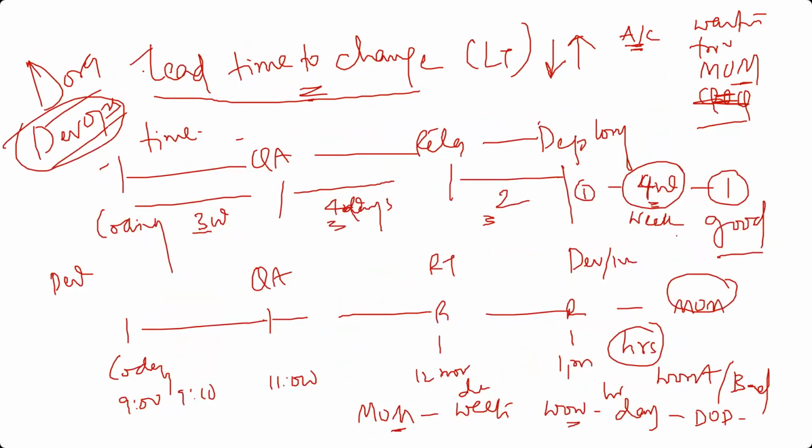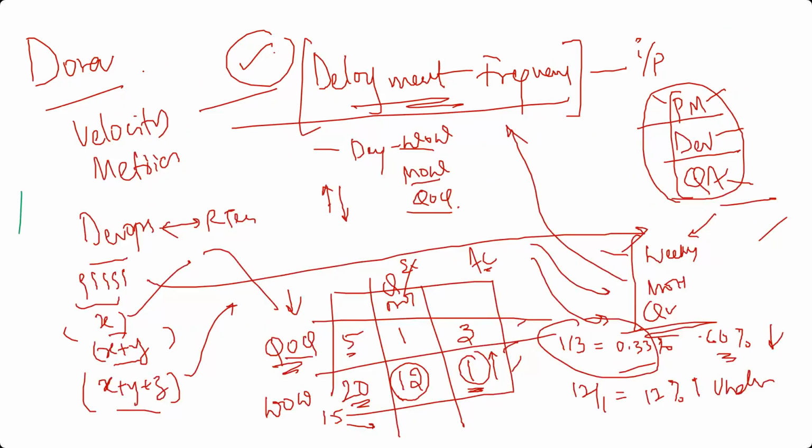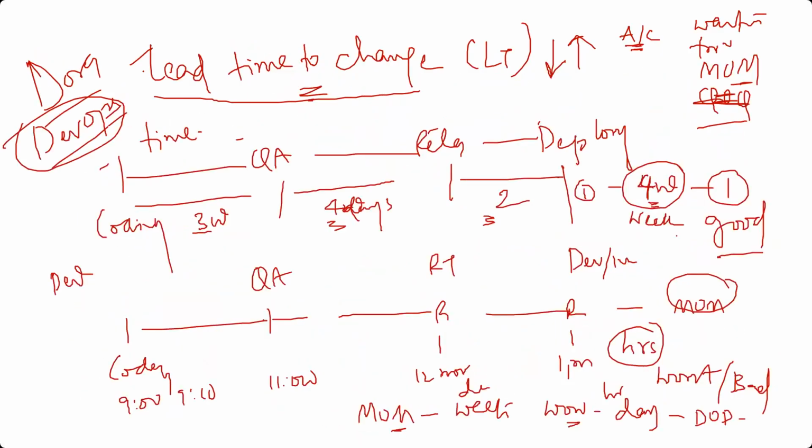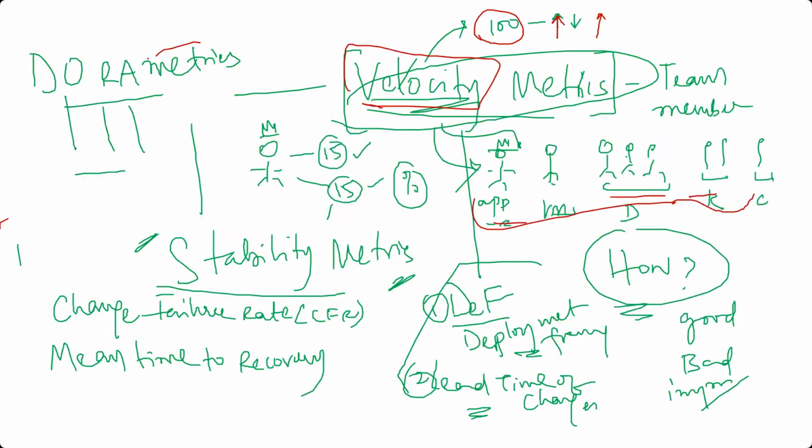Is my headcount capable to handle the lead time to change, lead time to delivery in a given actual benchmark? Is my team requires expansion or shrink? Okay, those decisions are typically taken using deployment frequency and lead time to change metrics. Okay, these are typically velocity metrics. Okay, now we look at stability metrics.